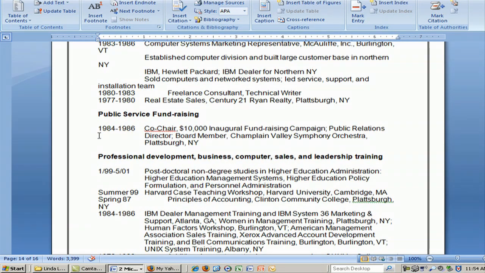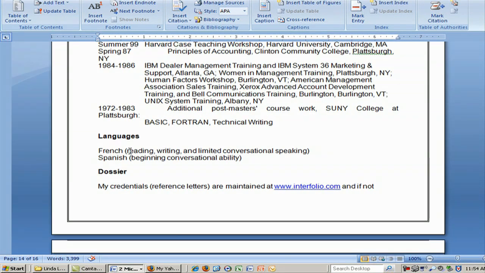Public service, fundraising, if you've done that, and any professional development that you've taken, languages that you speak, and then your credentials. Your credentials can either be on the resume as a part of it, or you can also link to a server these days, which is increasingly popular because a lot of resumes actually are read by machine these days at both the academic and the corporate levels. So having your dossier, your references and credentials on a server is another very good way to make sure that it gets there more effectively than sometimes a hand-delivered copy.